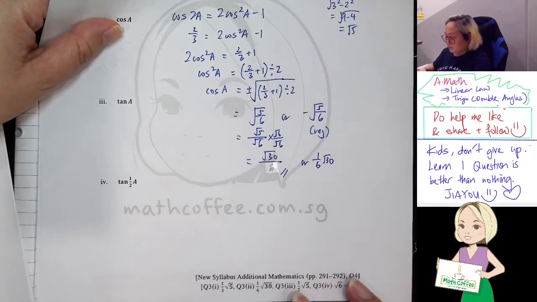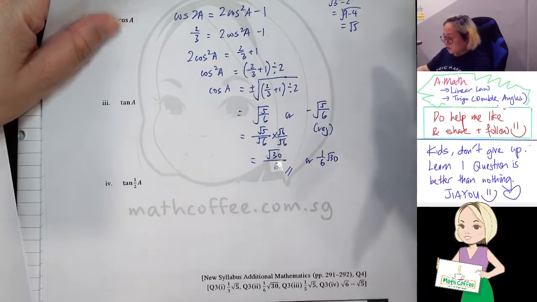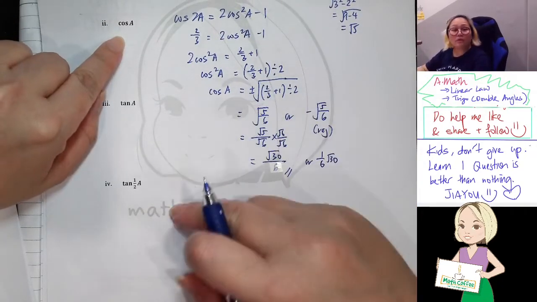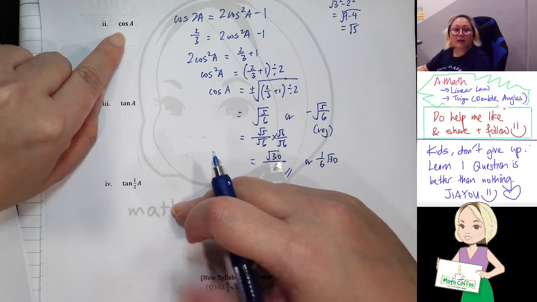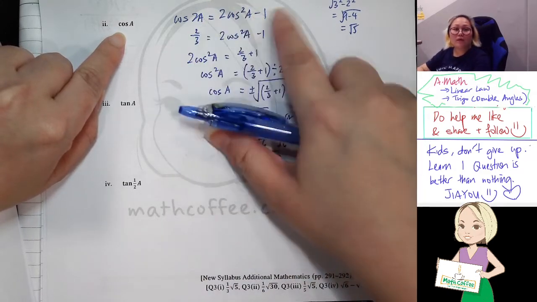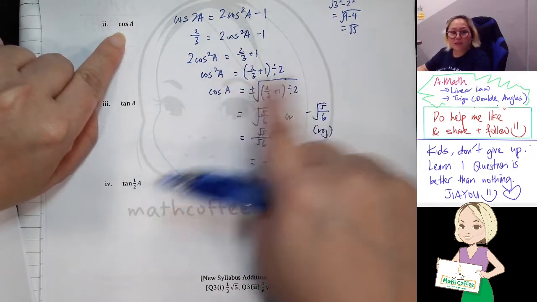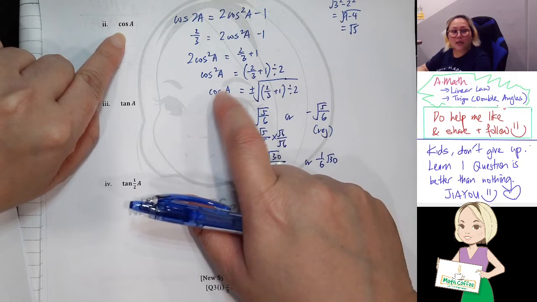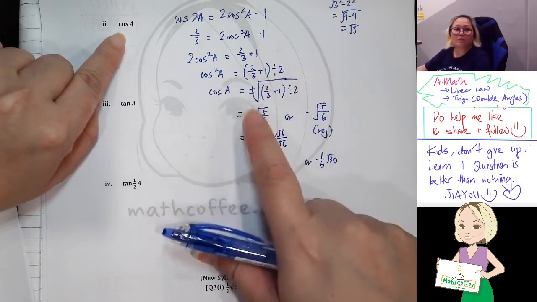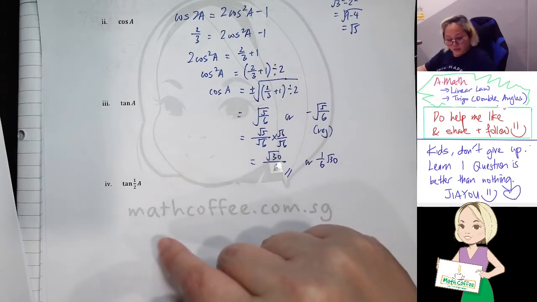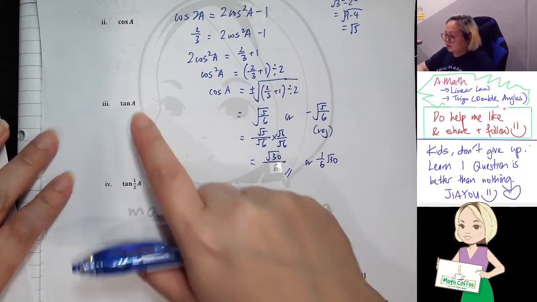Okay. So we are done with cosine A. I'm using the double angle formula for the cosine 2A, and then just sub in A, and after that just make cosine A the subject. And because it's square root, please make sure that you have your plus minus. Okay, now next, tangent A.